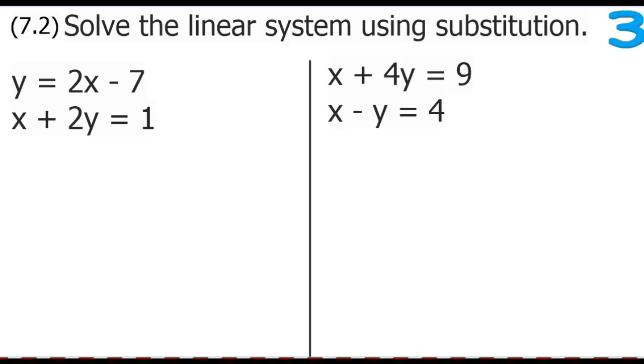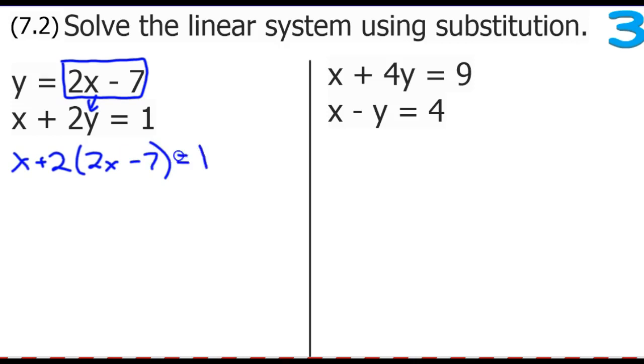Next, 7.2, solve this by substitution. So I see that we have a y by itself. This y equals something else. So I'm going to take what the y equals, the 2x minus 7, and I'm going to plug that in, or substitute it, for our y. So we have x plus 2 times 2x minus 7 equals 1.